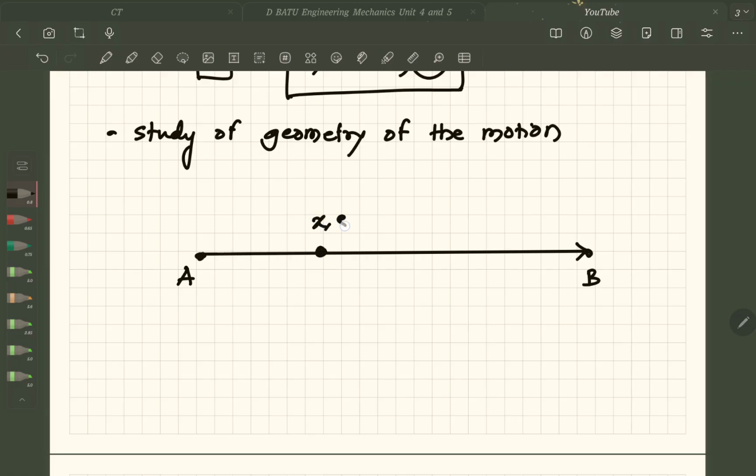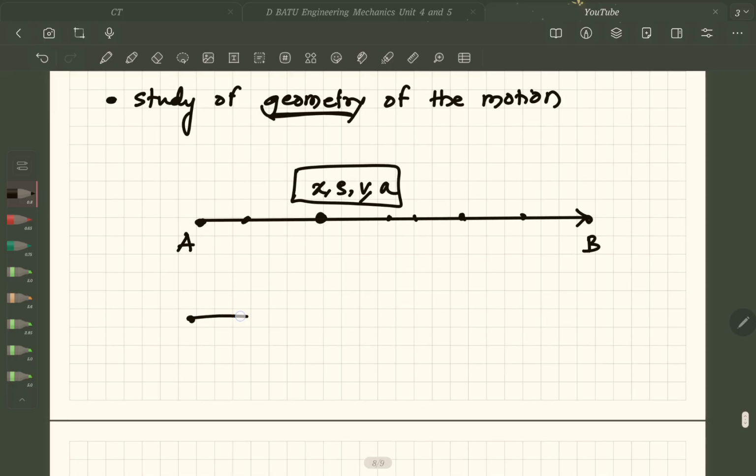I am interested in what the displacement is at this point. I am interested in only velocity and acceleration. So at every particular point of time, I am interested only in these four parameters. If I know these parameters, I can find out the geometry of the motion. So at what time, where it will be, what will be the velocity, what will be the acceleration, likewise. So it is only the study of geometry of the motion.